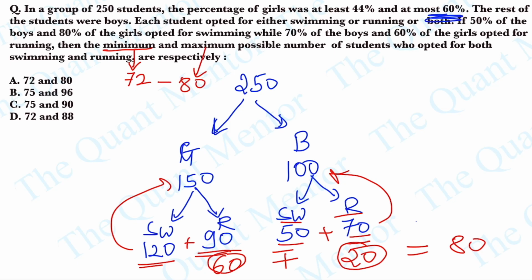My answer should be 72 and 80. It is the A option. Slightly lengthy, but it's not a very difficult question. You can easily manage this. And that's the answer, option A, 72 and 80.